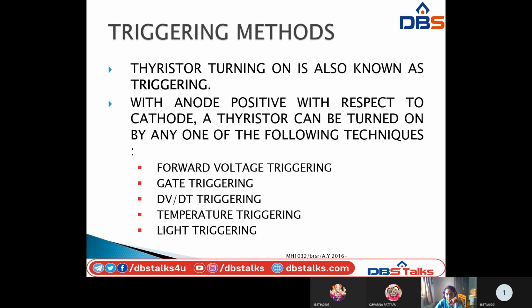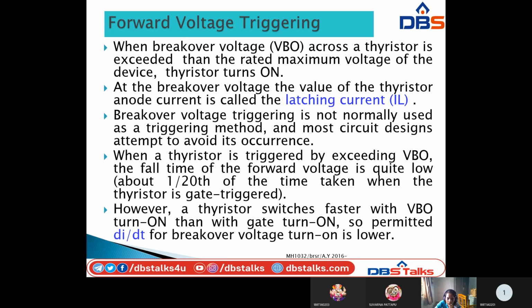Next will be triggering methods. Why do we use triggering methods? Thyristor turning on is also known as triggering. With the anode positive with respect to the cathode, a thyristor can be turned on by any one of the following techniques. So triggering methods means the thyristor will be turned on by using these methods: forward voltage triggering, gate triggering, dV by dt triggering, temperature triggering, and light triggering. Okay. So first, forward voltage triggering.